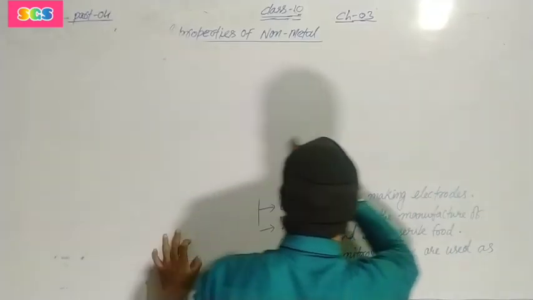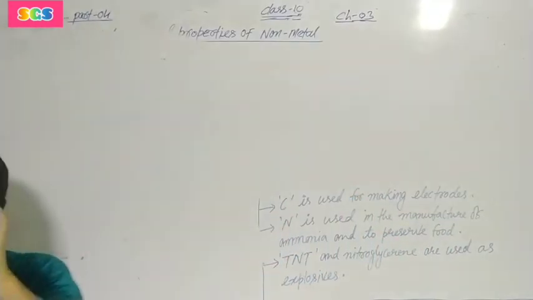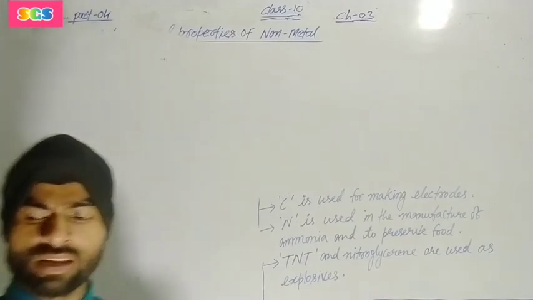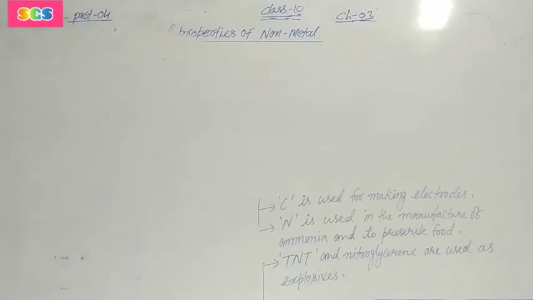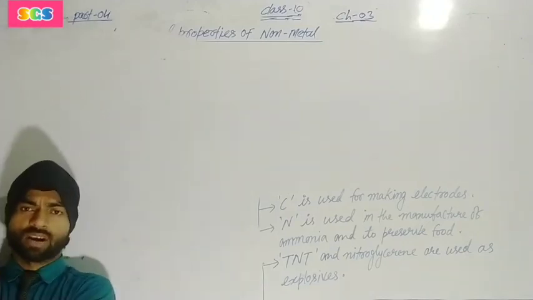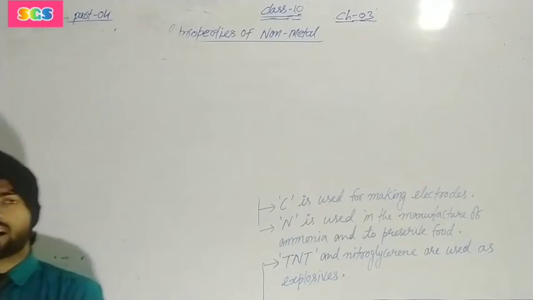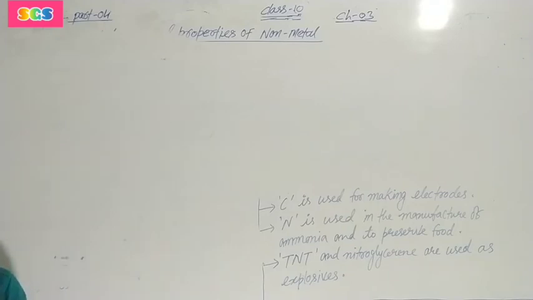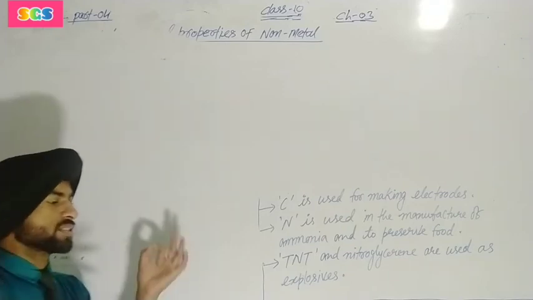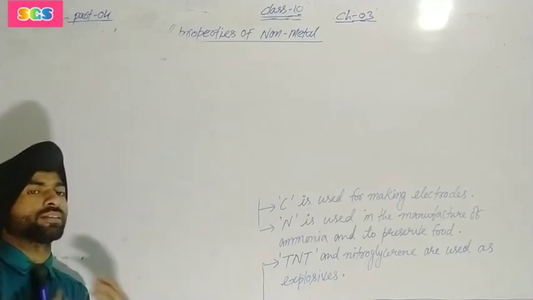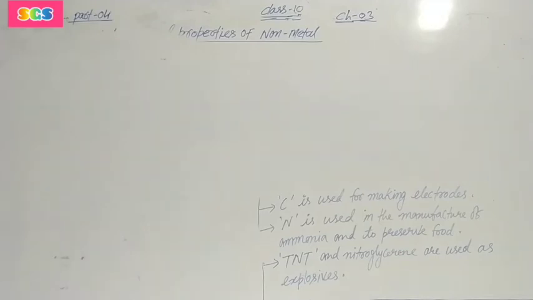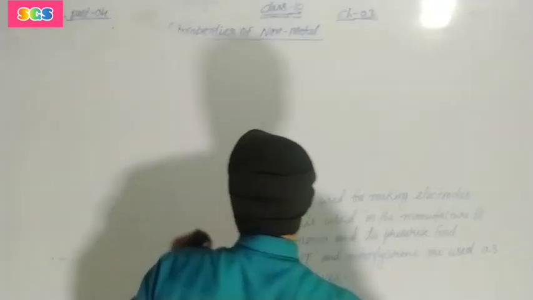Another nonmetal is carbon, which in the form of graphite is used as an electrode. Have you heard the name graphite? Graphite is an allotrope of carbon. There are three allotropes of carbon: graphite, diamond and buckminsterfullerene. So graphite is an allotrope of carbon and is used for making electrodes.